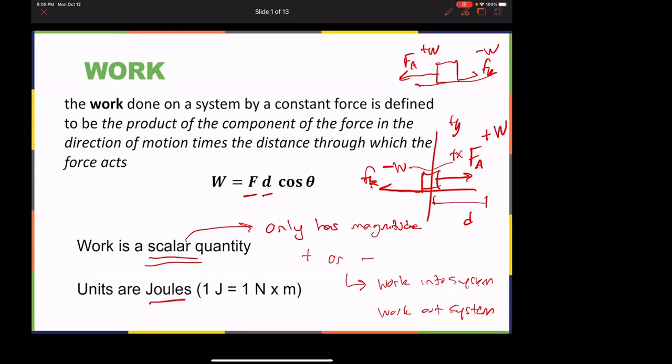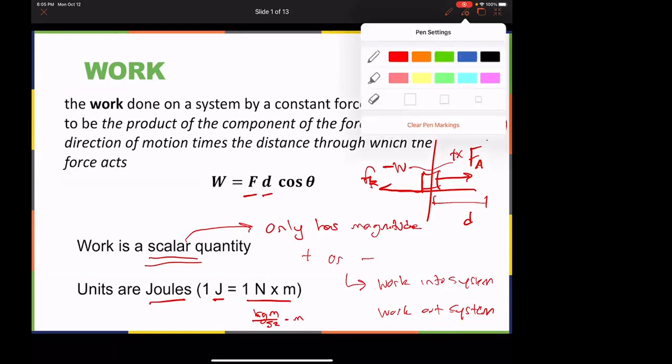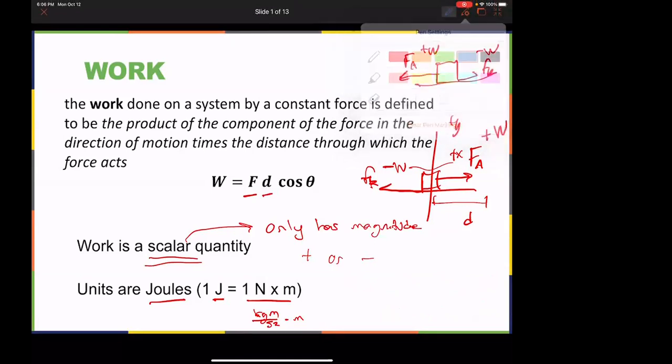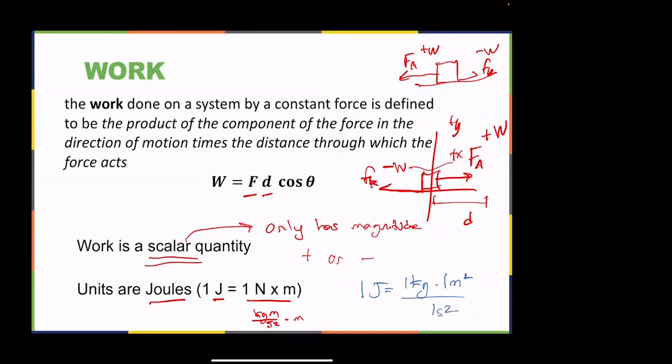The units for work are a joule, which is a Newton times a meter. And remember, a Newton is a kilogram meter per second squared, times a meter. So a joule, and I gotta figure out how to use this eraser. One joule is 1 kilogram times 1 meter squared over a second squared. That's what a joule is. Meters, that gives us our joules. So that's a little bit of background on work.